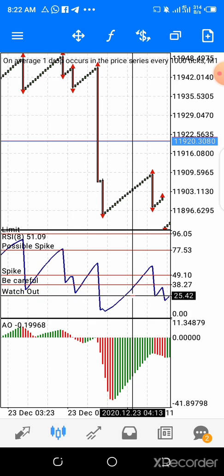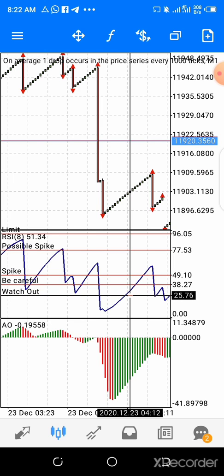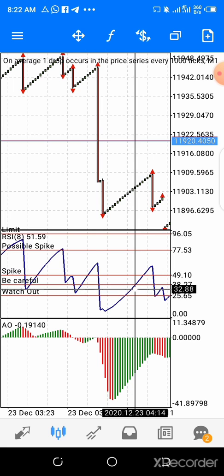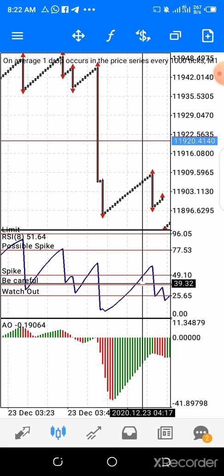Because when the market reaches this watch out point, then you have to leave the market because anything will happen. Then it comes to this be careful. That means if you are in a buy, you have to be careful, or you take your profit, or you go out. Then this is a spike zone.